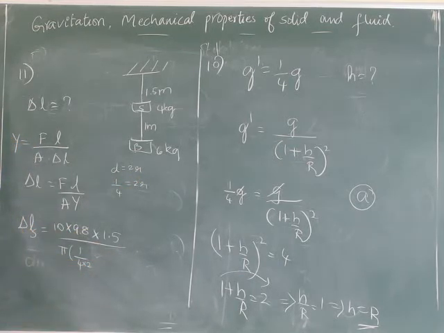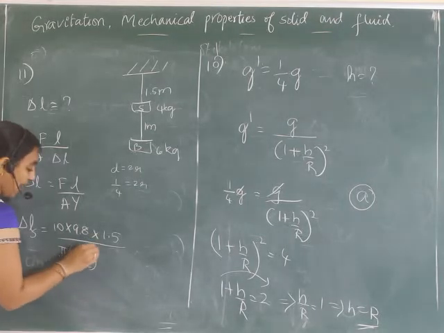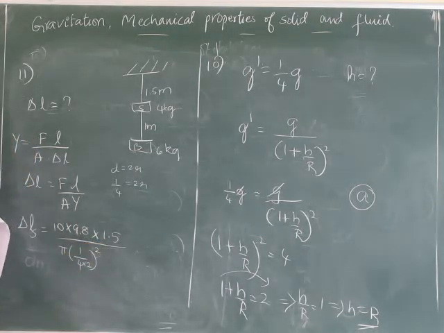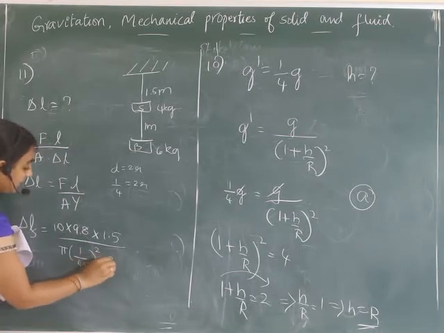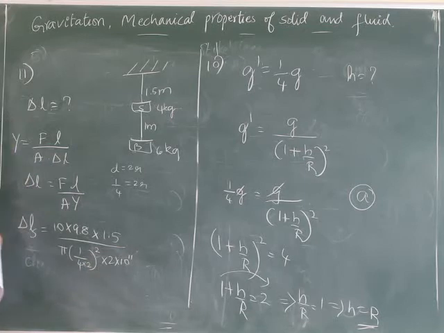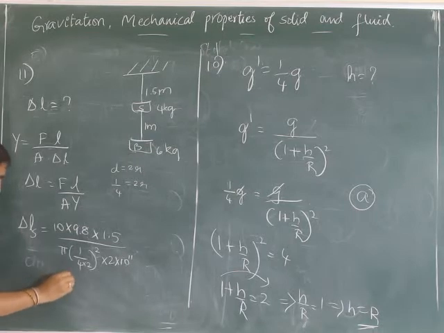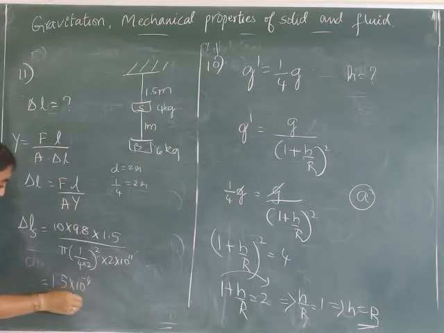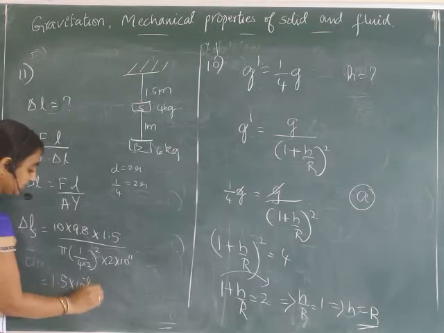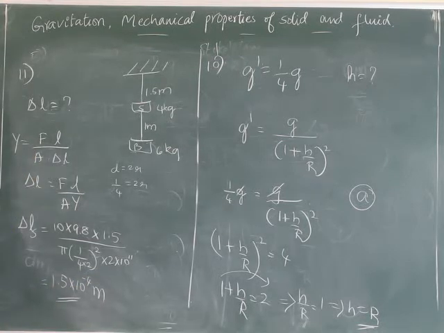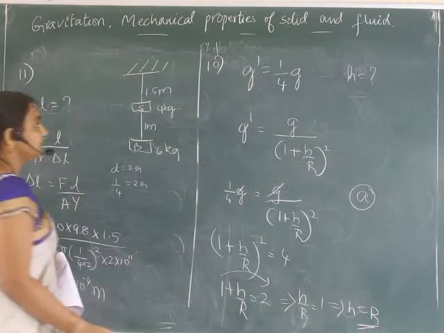See like this. Pi r square into Y. What is the value of Y? We have 2 into 10 to the power 11. So when we solve this, what is the answer we get? The answer we get after solving is 1.5 into 10 to the power minus 4. Same way, can you calculate for the brass?